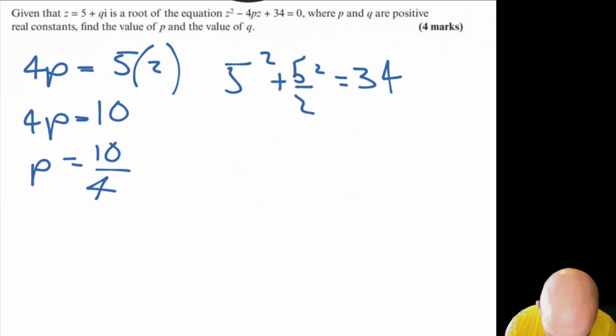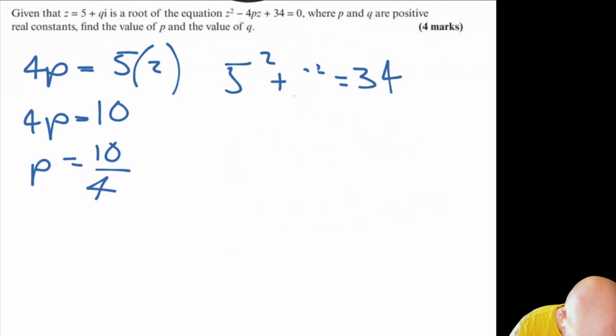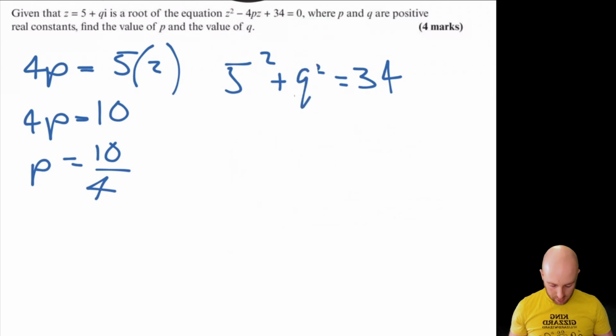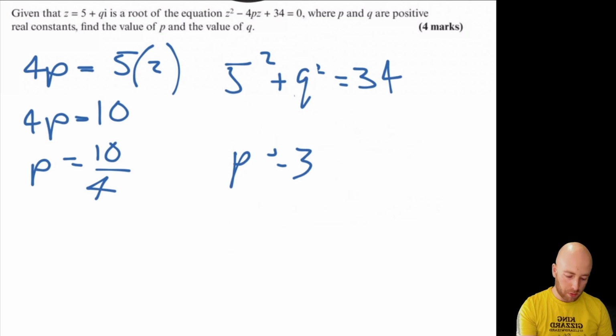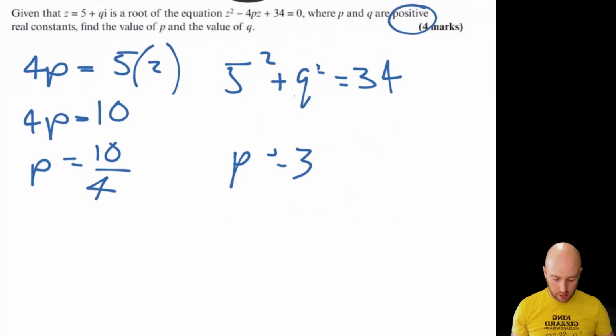Found P, and then Q is going to be 5 squared plus Q squared. Sorry guys, that's pretty slow. 34 take 25 is 9, square root 9 is 3, so Q is 3. Could be minus 3, but because it says positive constant, Q must be 3. So yeah, Q is 3.